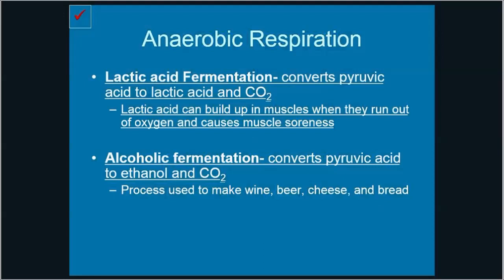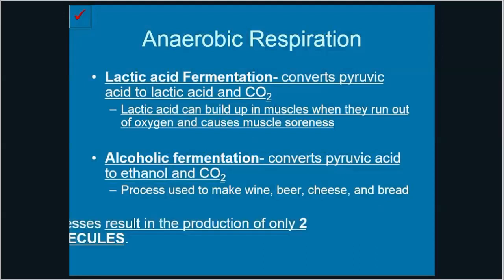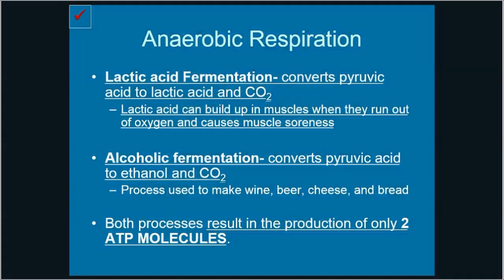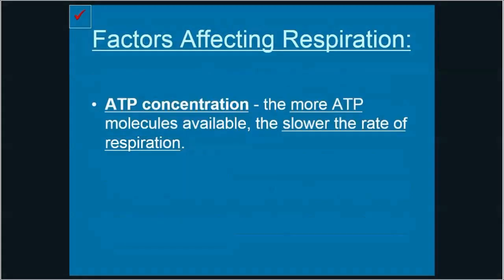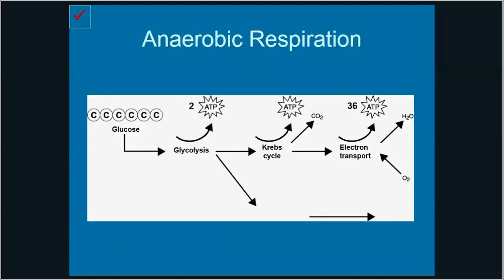Alcoholic fermentation is going to be used in the beer, wine, cheese, bread making industry because it makes ethanol and carbon dioxide. But both of these processes result in the production of only 2 ATP molecules. ATP concentration, the more ATP molecules that are available, the slower the rate of reaction. That is the factor affecting cellular respiration. So if you go down here, if there's no oxygen, then you either have alcoholic or lactic acid fermentation.